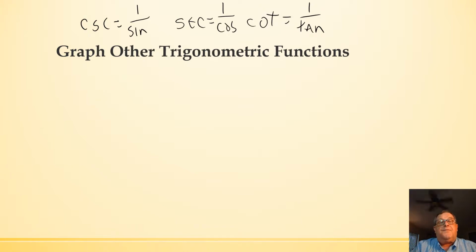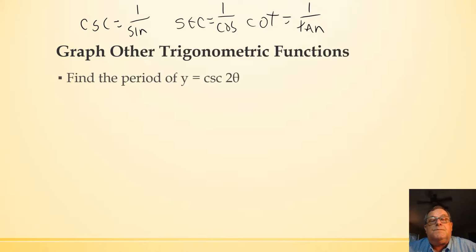And when we graph those, we're going to have to use that format because our graph doesn't have little buttons for cosecant, secant, and cotangent. Well, let's see what kind of problem we're asked to do here. All right, we're asked first to find the period of y equals the cosecant of 2 theta, and then we're going to graph it. Okay, so let's think about the period.